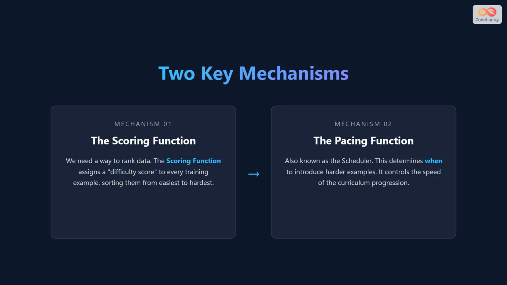Implementing this requires two key components. First, a scoring function that ranks your data from easy to hard. Second, a pacing function, or scheduler, that decides exactly when to introduce the more difficult examples to the training loop.